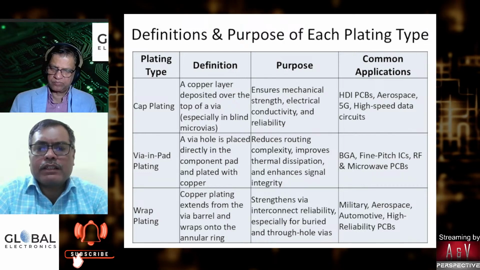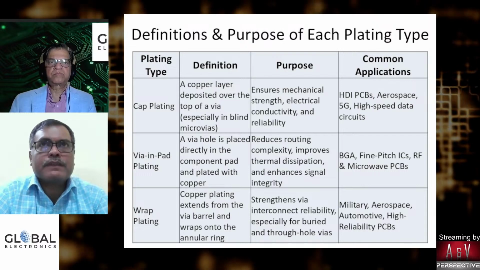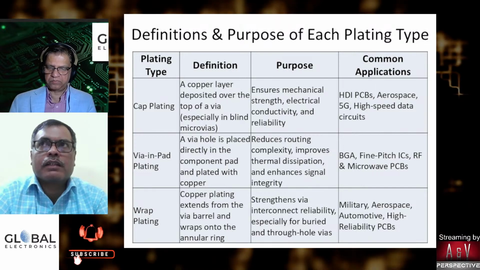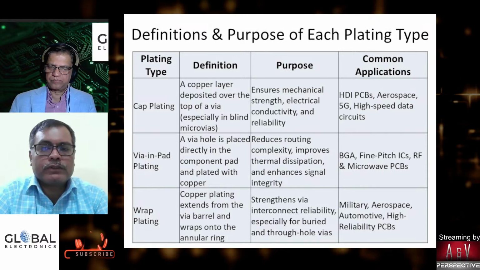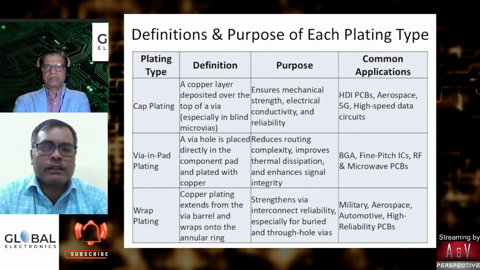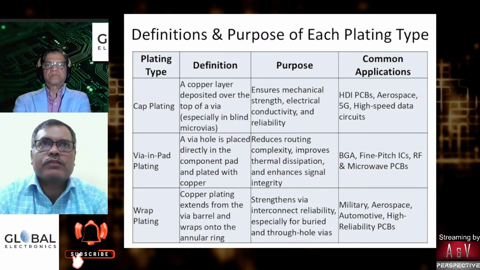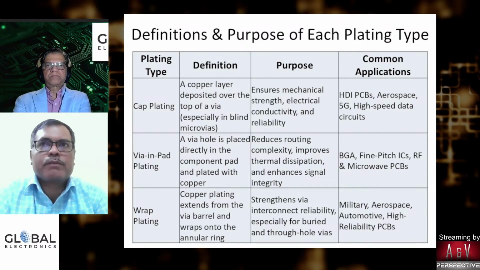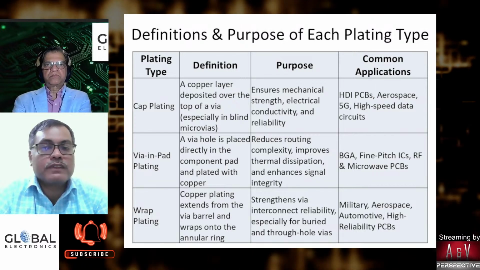So next is wrap plating. This will strengthen the via interconnect reliability. What happens usually is a term called coefficient of thermal expansion. This plays a very important role in high-density, high-reliability applications. Because of that CTE, there is a chance the via gets disconnected from the annular ring. That could be avoided using wrap plating.